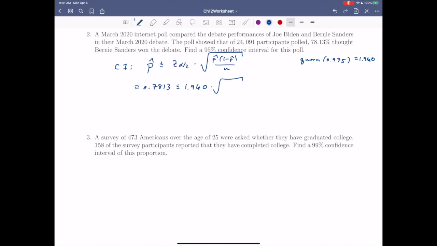And so that's going to end up being 0.7813. Okay, so 0.7813 times 1 minus 0.7813 all over n. N was our sample size, that was the 24,091. And it turns out when you actually crunch these numbers, you get 0.7813 plus or minus 0.0052.